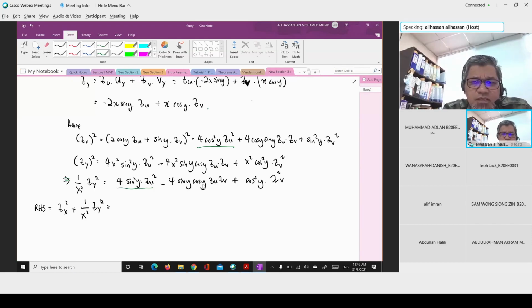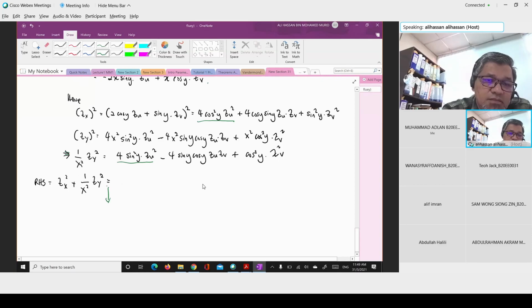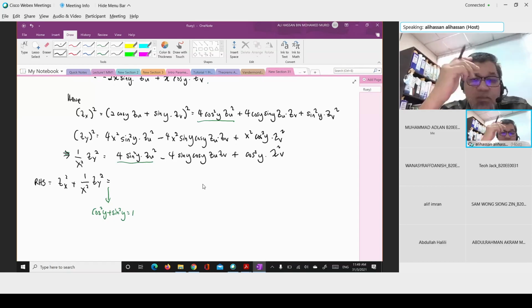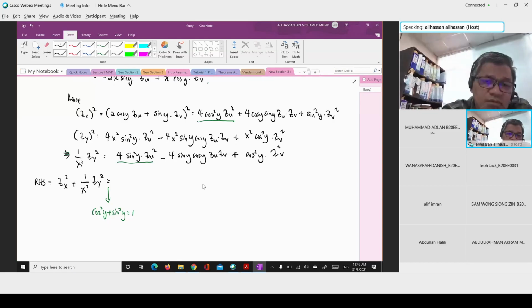Then we have cosine squared plus sine squared. We can factor out 4 z partial u squared. In the bracket we have cosine squared plus sine squared, which is 1, right? So in forming the sum, we use this identity here. So we get 4 z partial u squared.